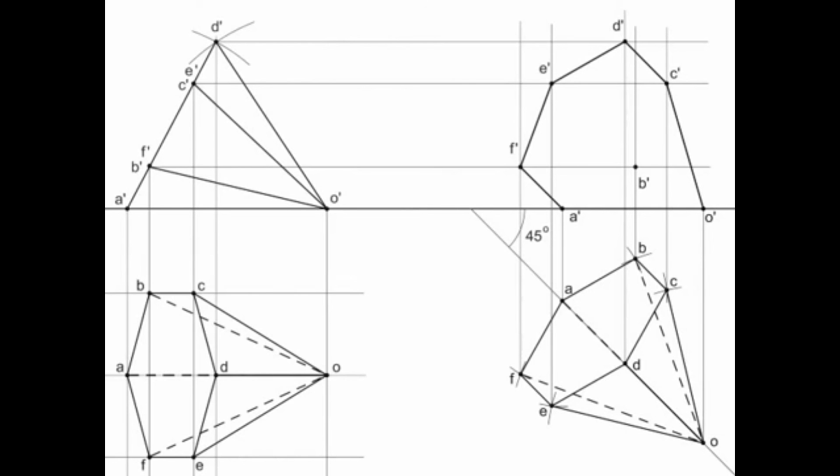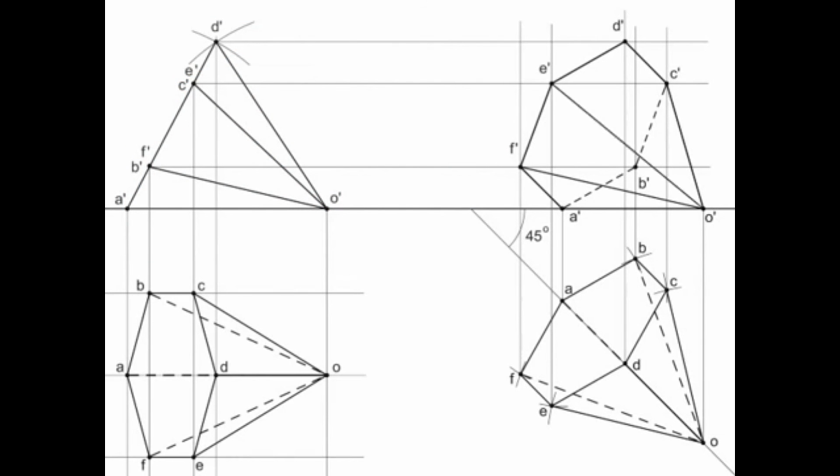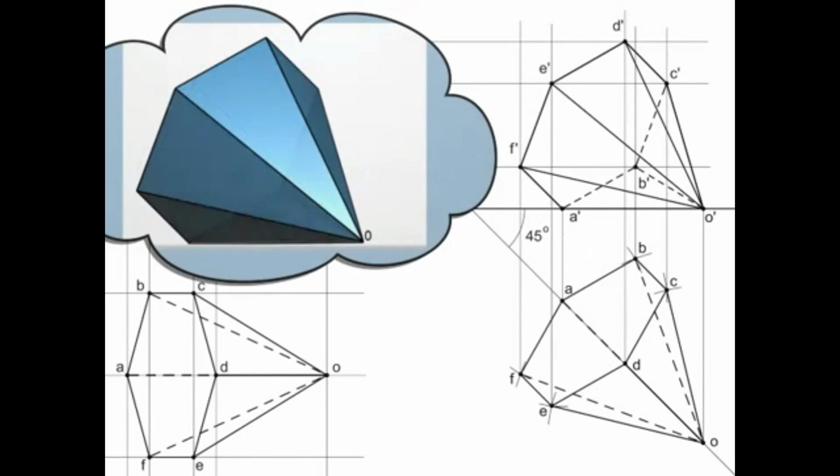Draw dotted lines A dash, B dash and B dash, C dash as they are hidden. Join other points with solid lines and slant edge B dash O dash is dotted as it is hidden.